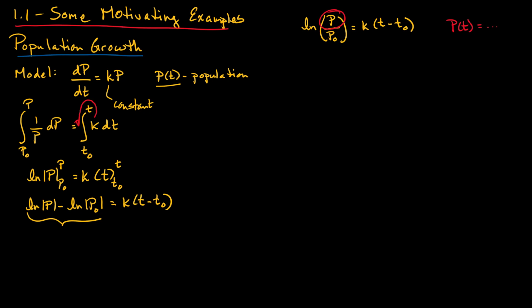So if we take the exponential of both sides, so we're going to take the exponential of the left-hand side and the exponential of the right-hand side, we know that the exponential of a ln is just equal to what is inside of these brackets here. So all we're left with is P over P naught is equal to e to the power of K times T minus T naught.